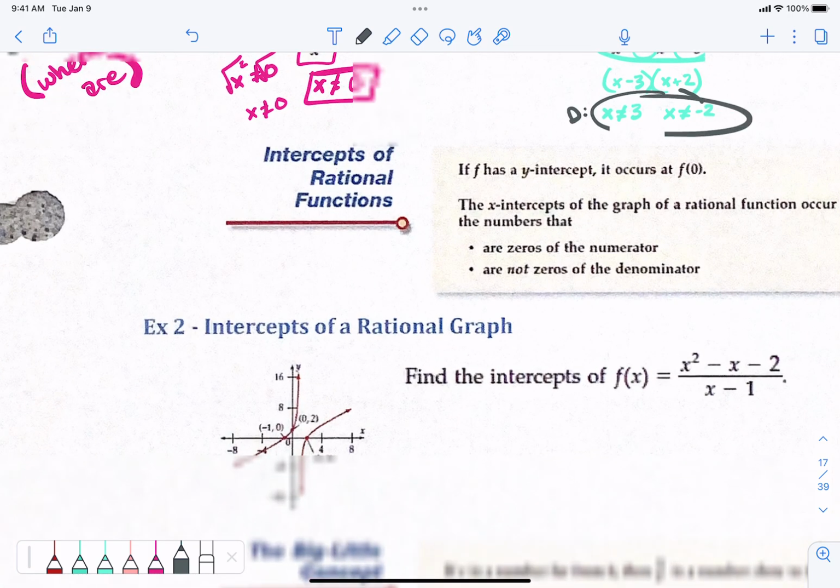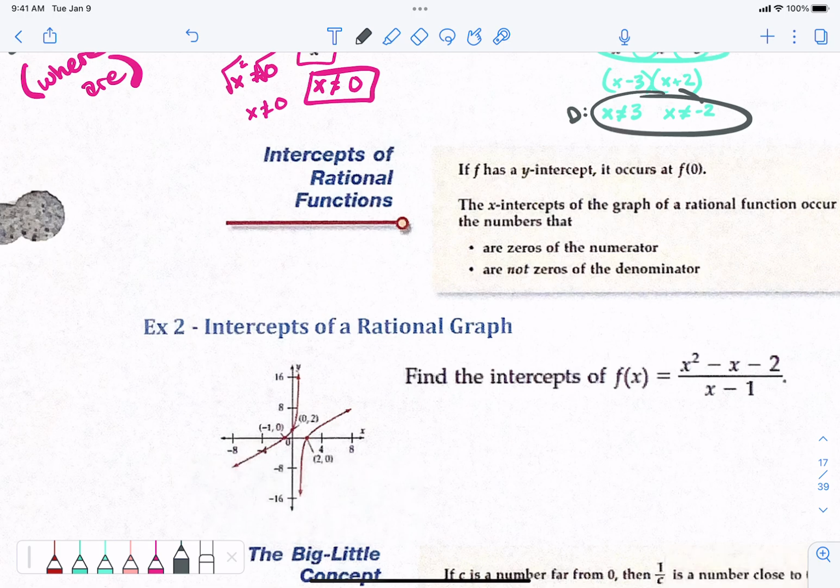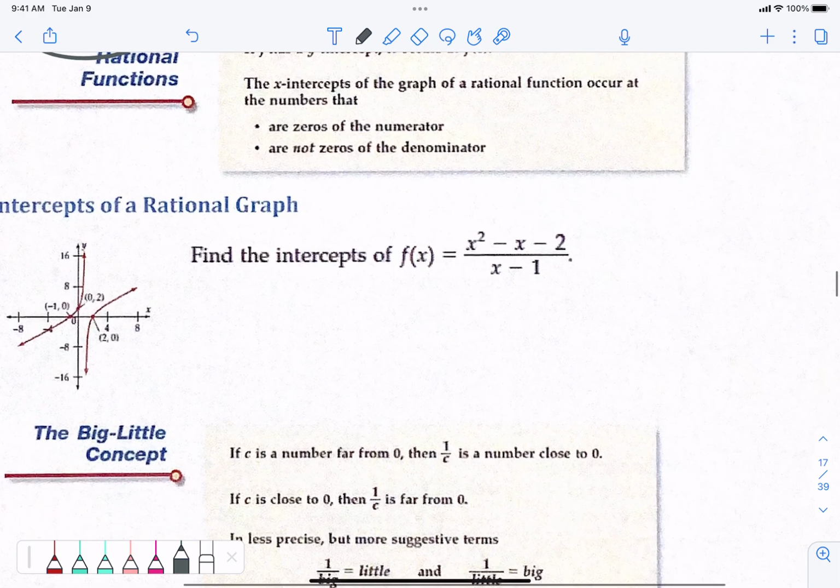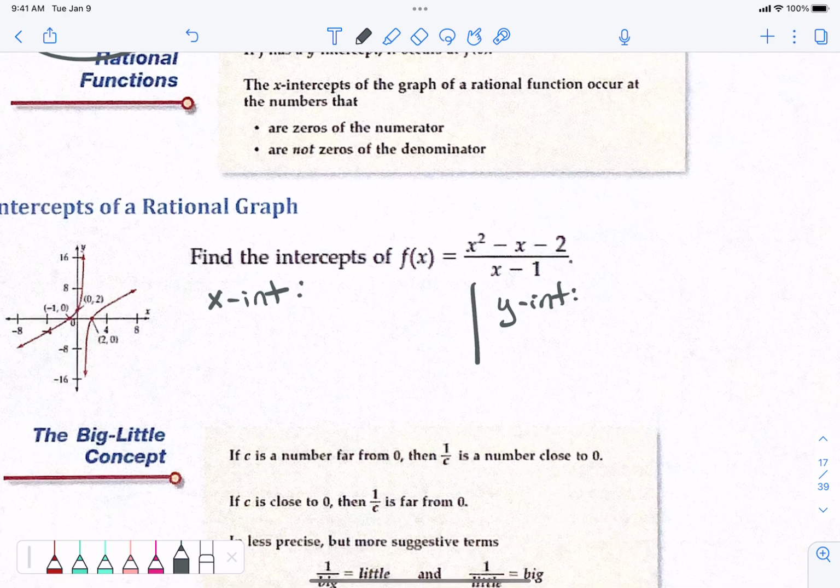Okay, so the next thing we're going to talk about is intercepts. More specifically, I think they're going to ask for the x-intercepts. We'll do x-intercepts over here. We'll do y-intercepts also. We'll do x-intercept, y-intercept. Do you remember how to find intercepts, or your zeros, or where it crosses?